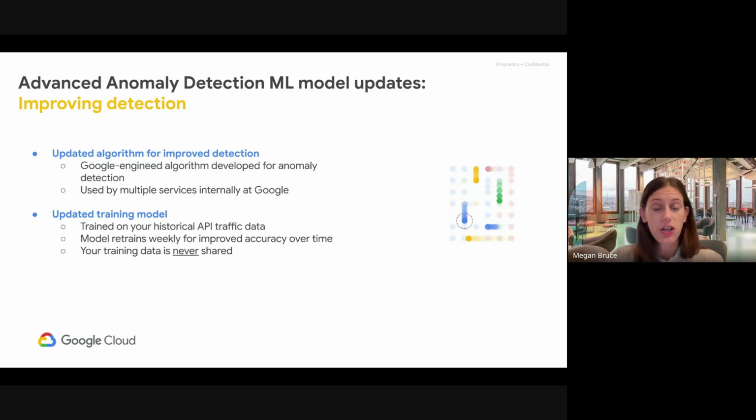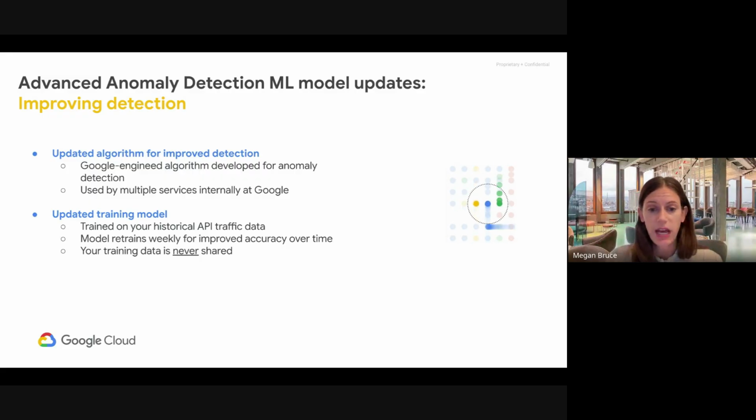We've also updated the way that the model works. So it's trained on your historical API traffic data. So essentially what it does is it looks at historical data, and then it creates a model of what your typical traffic patterns look like in an environment. And when it sees something that's different, whether that's a lot of traffic from a different country that's not normal for that environment, or larger request sizes than what's normal in that environment, it will flag that as an anomaly.